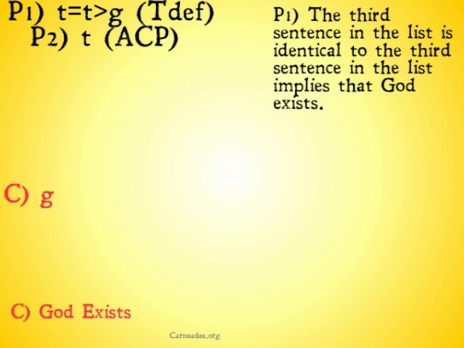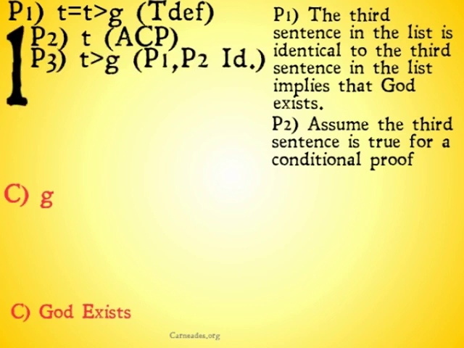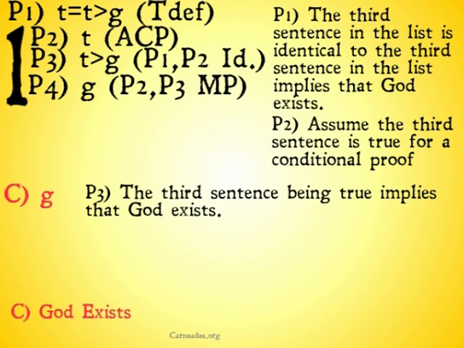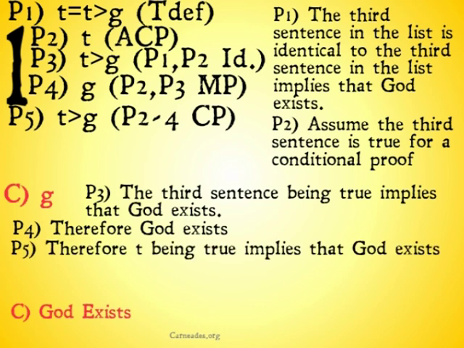Let's see. So, first off, we'll do an assumed conditional proof. Assume T. Assume the third sentence is true for conditional proof. We'll draw our line going down. Then we'll go ahead and use 1, 2 to replace that T with something it's identical to: T implies G. The third sentence in the list implies that God exists. Then we'll use 2, 3 modus ponens to get God exists. However, we're not done. We're still in a conditional proof. That just gives us T implies G, or the third sentence in the list being true implies that God exists. 2 through 4 conditional proof.